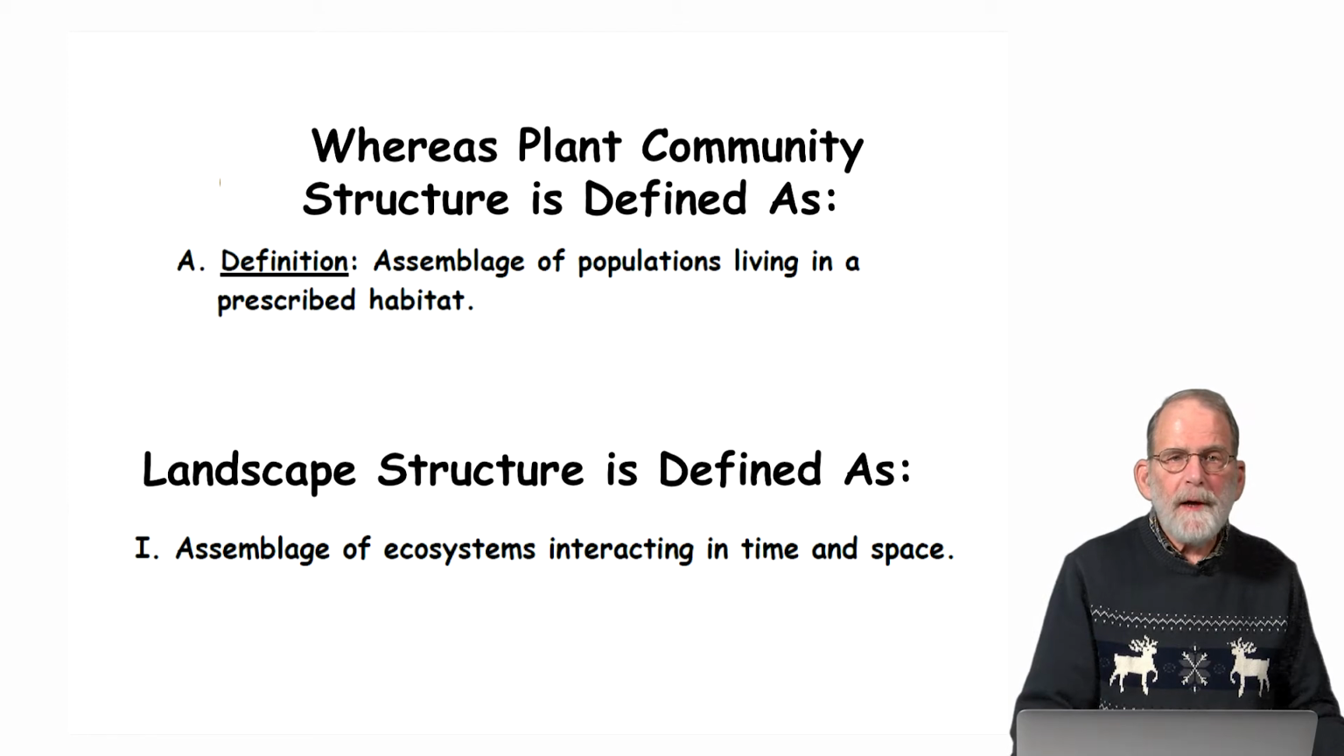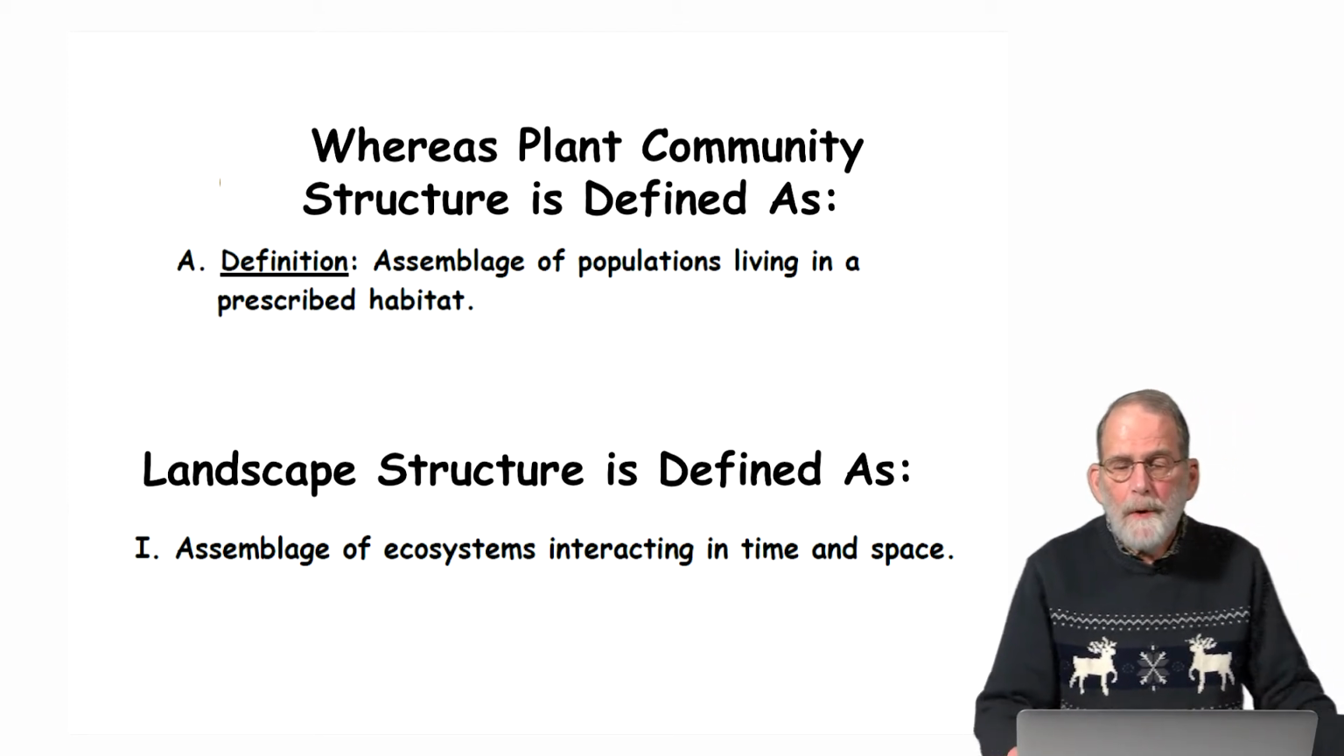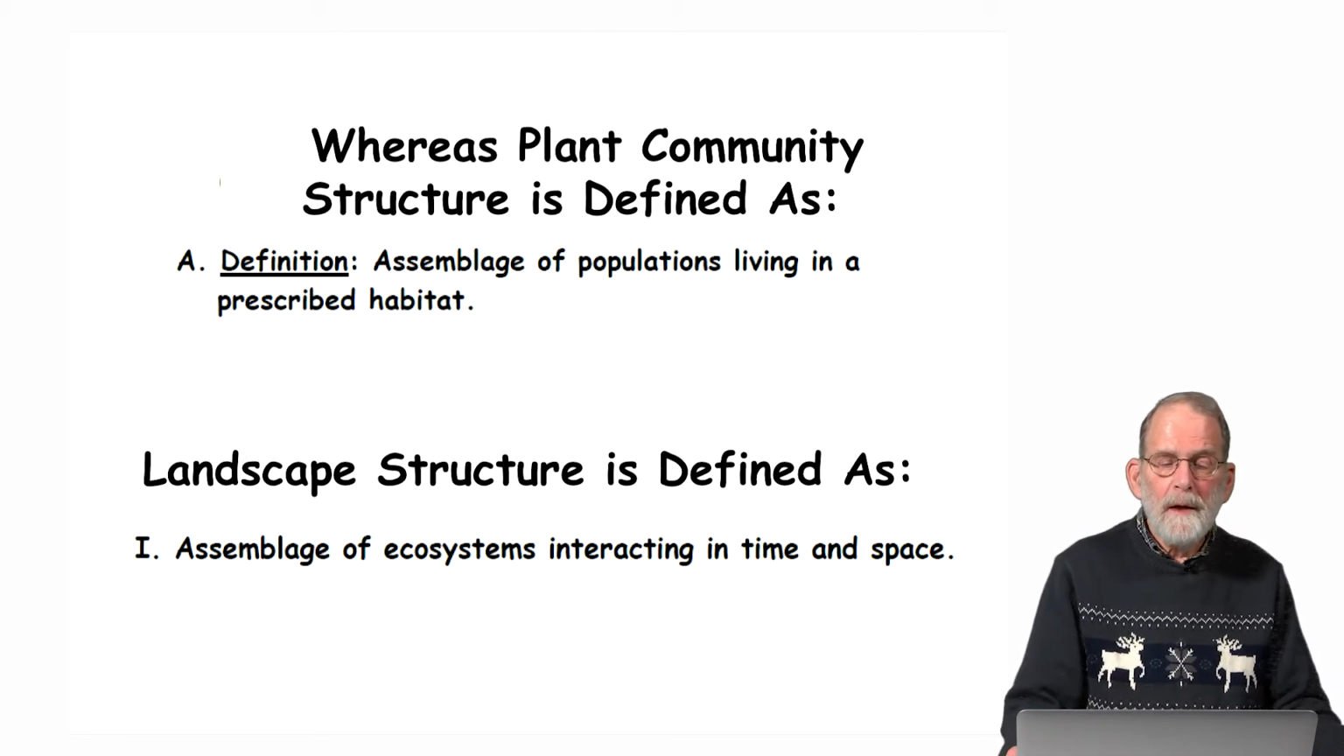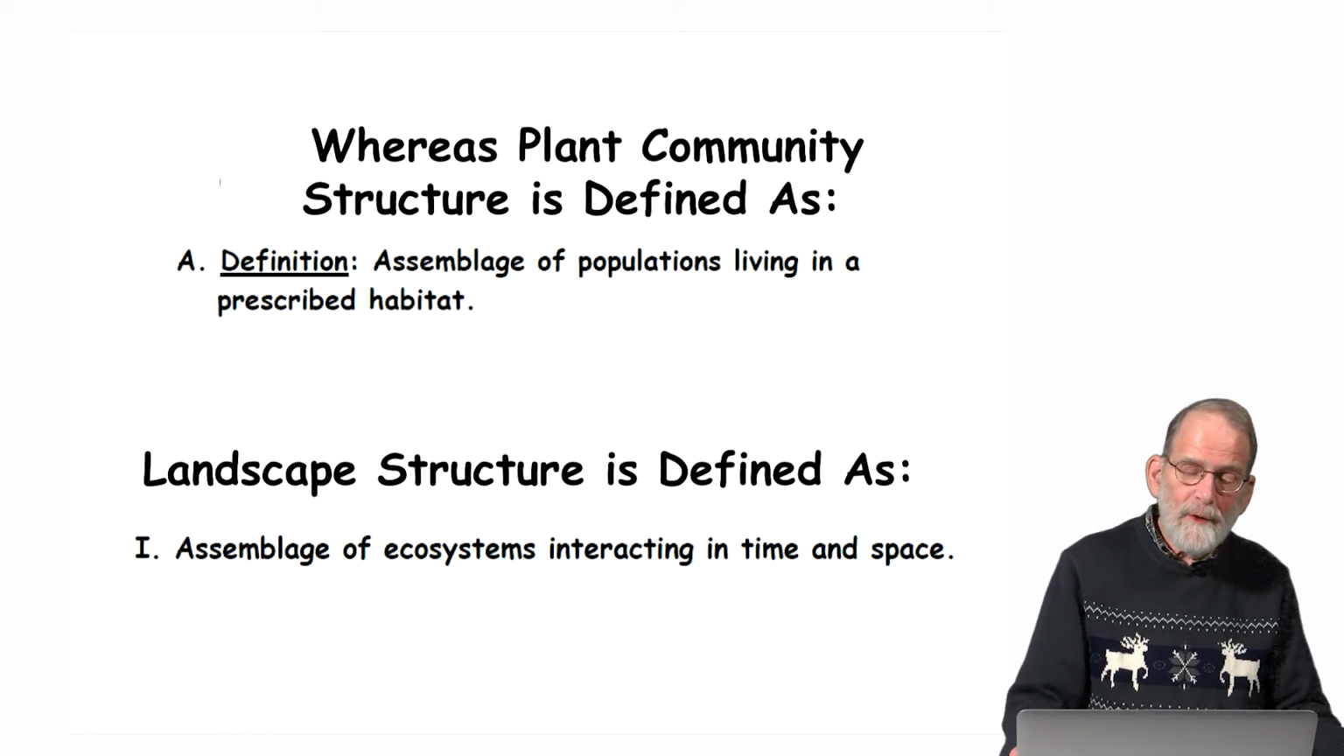The last notion that I want to introduce in this discussion has to do with this: whereas plant community structure that we just talked about is defined as an assemblage of populations living within a prescribed habitat, landscape structure is defined as an assemblage of ecosystems interacting with one another in time and space.